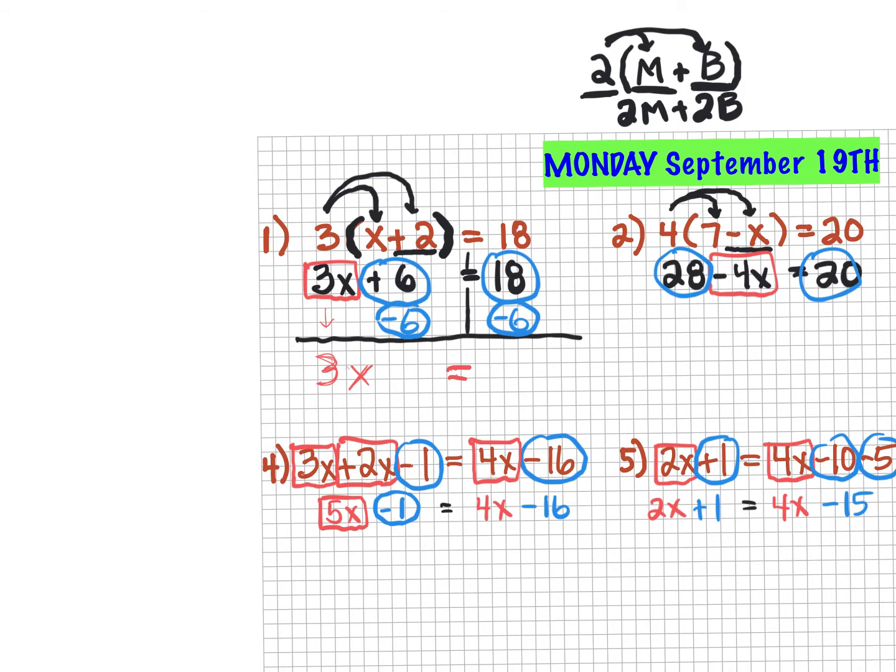3x equals 12. Top versus bottom, I need a 3 on the bottom. I need a 3 on the bottom. And we get x equals 4.